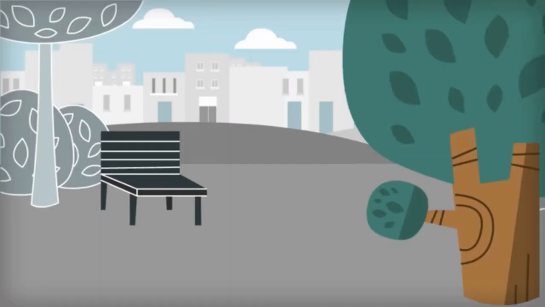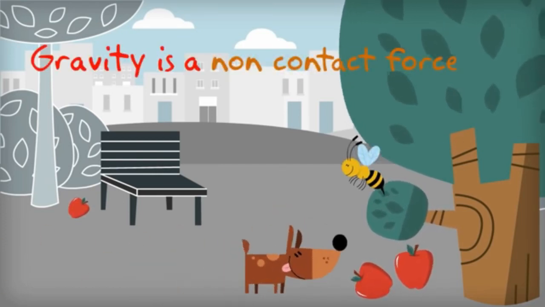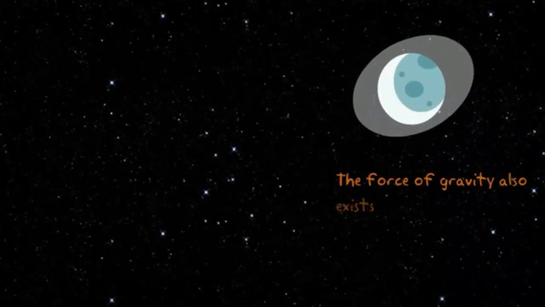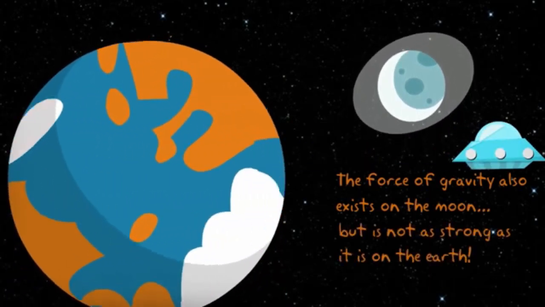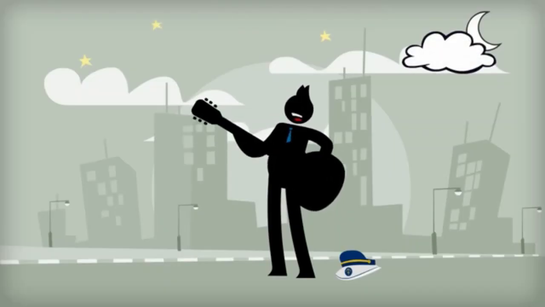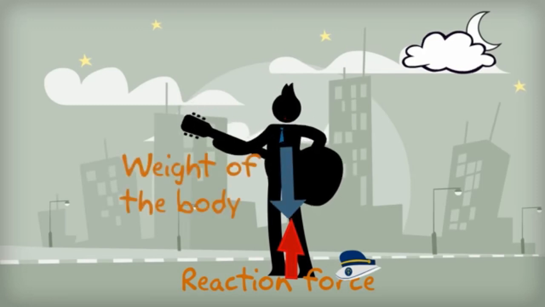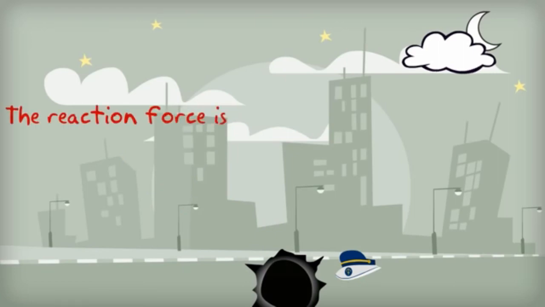The force that makes things fall to the ground is called gravity. Gravity is an example of a non-contact force. Gravity pulls an object towards the Earth. Gravity also exists on the Moon, but it isn't as strong as on Earth. When an object rests on a surface, there will always be a reaction force. When we are standing on the Earth, the reaction force balances the weight of our body, so we don't fall through the pavement. The reaction force is also called normal force.